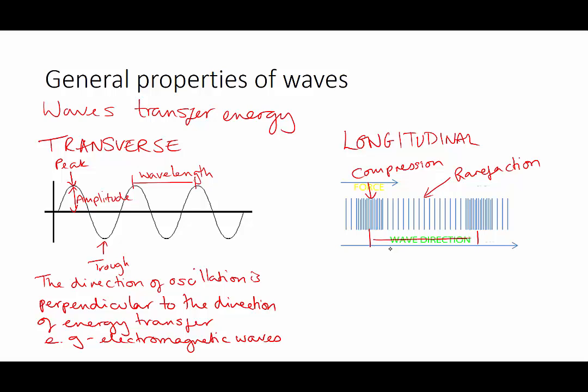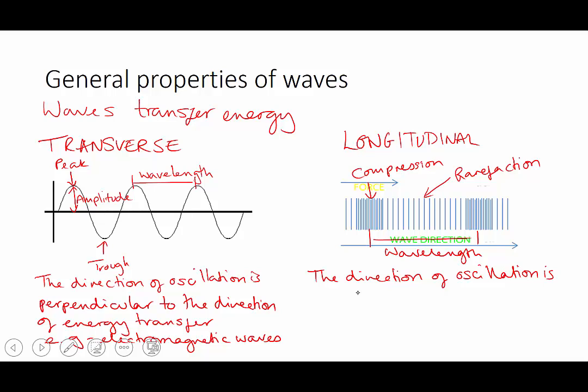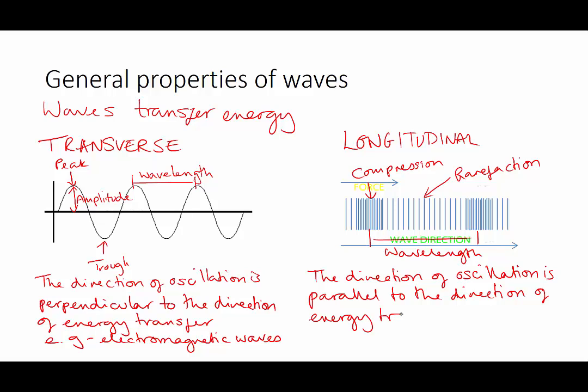The wavelength in a longitudinal wave is the distance from one compression to the next compression, or from one rarefaction to the next rarefaction. The definition of a longitudinal wave is a wave in which the direction of oscillation is parallel to the direction of energy transfer. So we can see there they've annotated that the wave direction is left to right, and the particles are vibrating backwards and forth in a left to right manner, so parallel to the direction that the energy is being transferred in. An example of a longitudinal wave would be a sound wave.